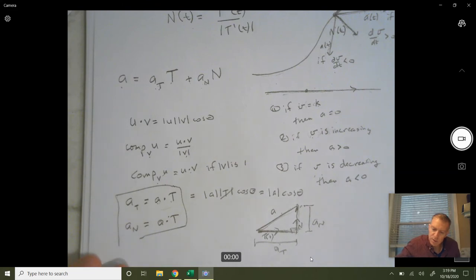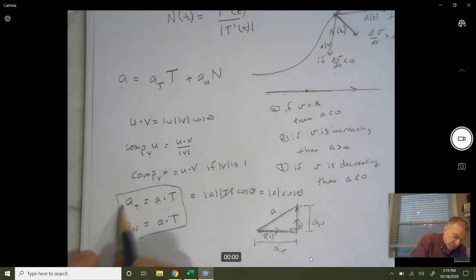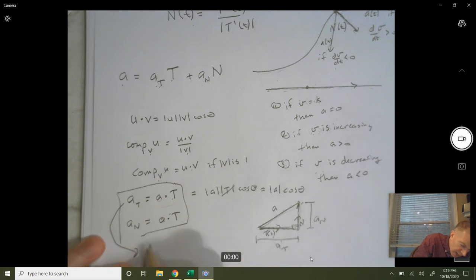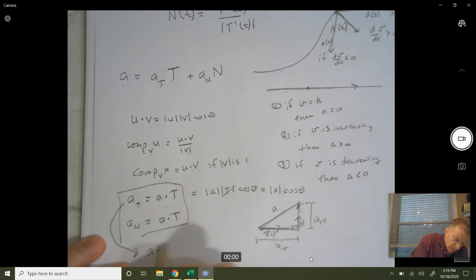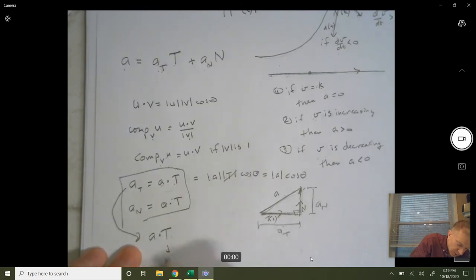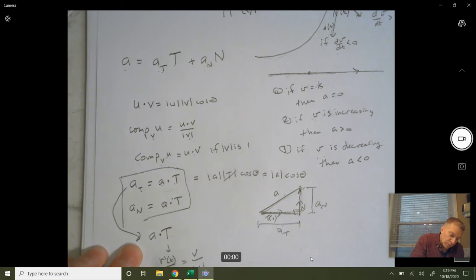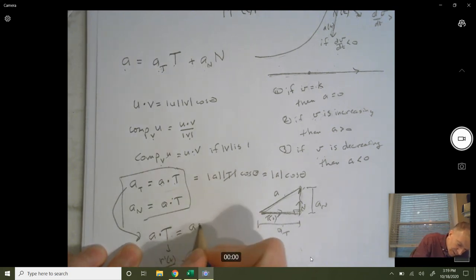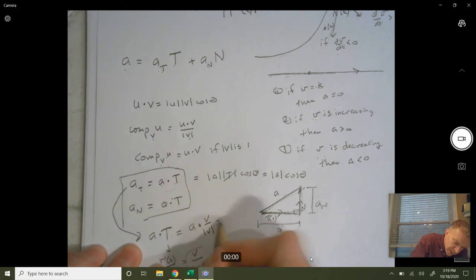Okay. So let's do this one, the tangential component of acceleration. If we do a dotted with T, well, remember what T is, your unit tangent vector. That was r prime of t over the magnitude of r prime of t, or we could call it v over the magnitude of v. So if we replace this with this, we get a dotted with v over the magnitude of v.